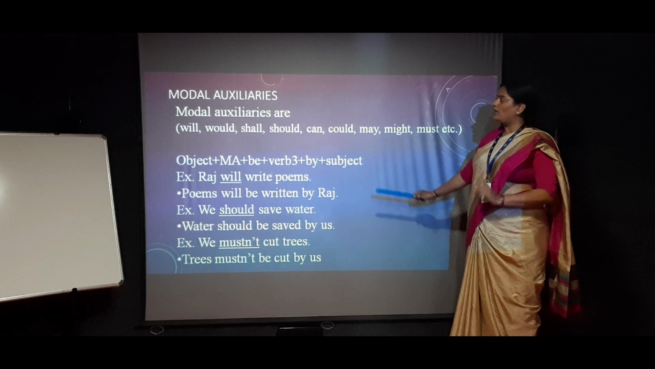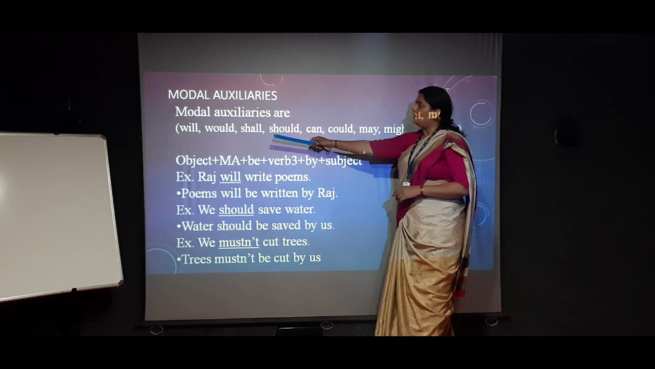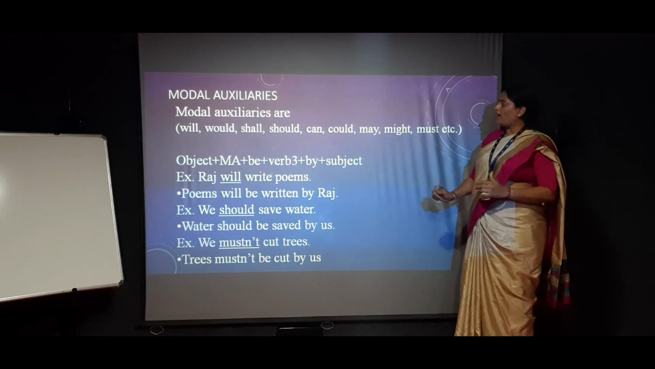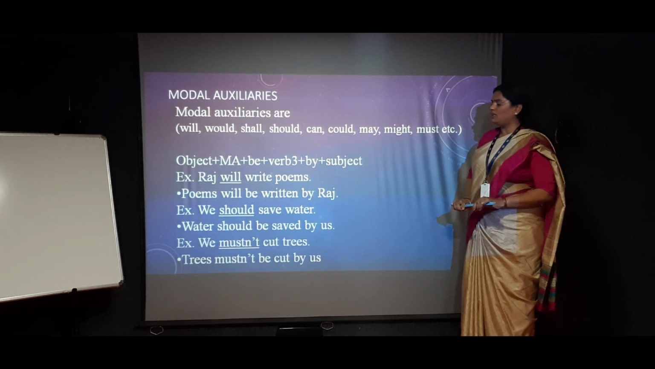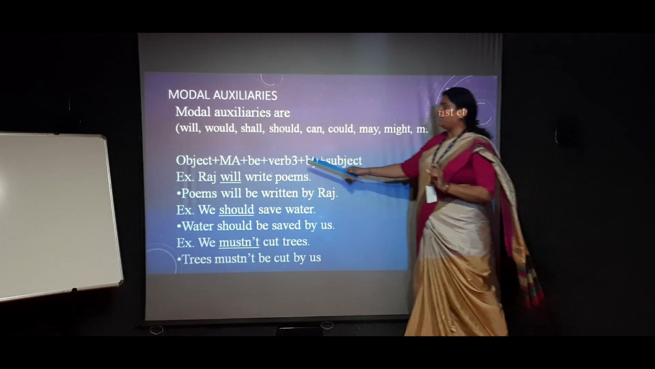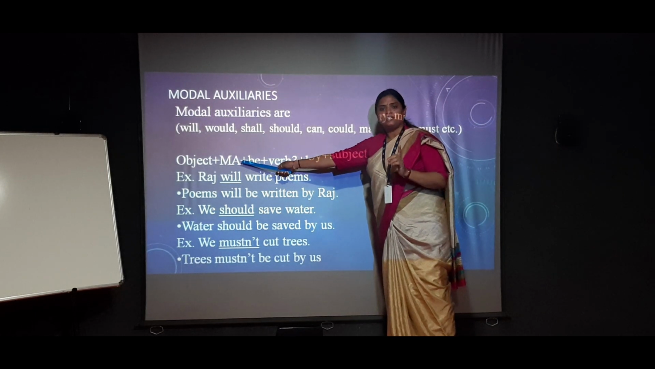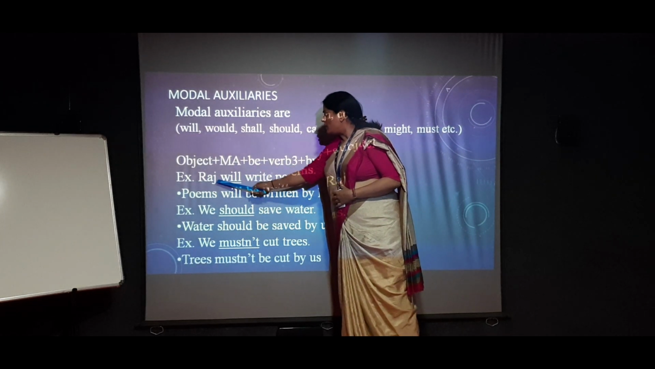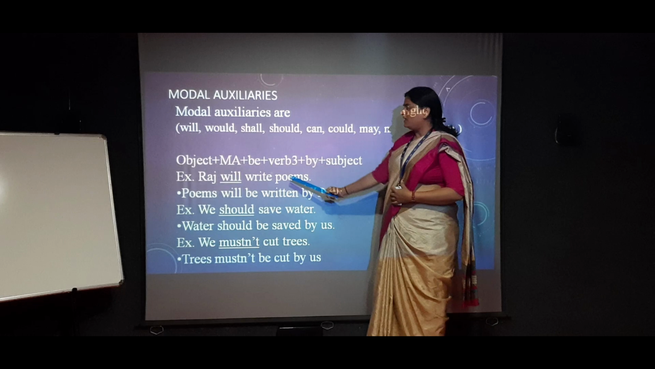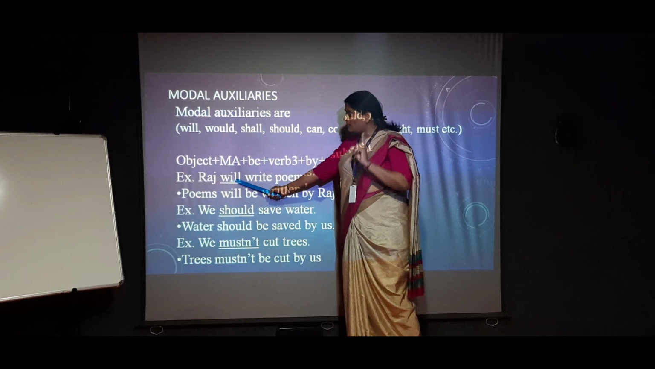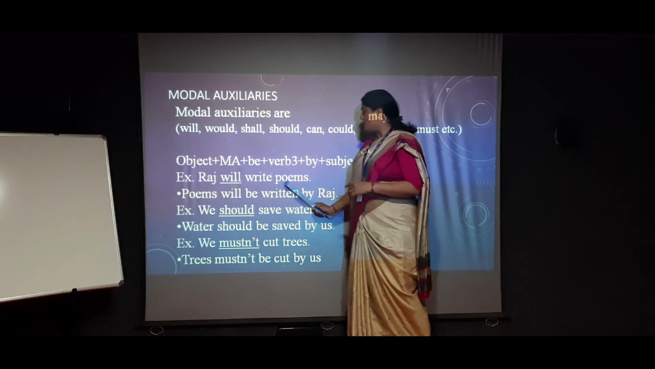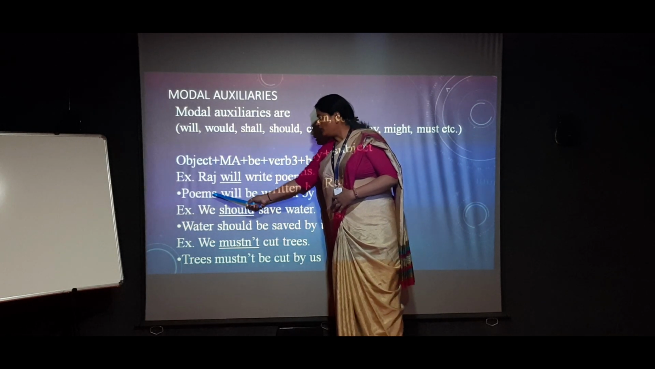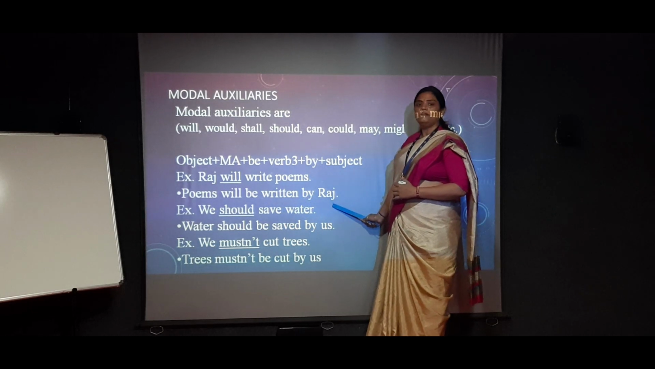If we go to the modal auxiliary, you know that modal auxiliaries are will, would, shall, should, can, could, may, might, must, ought to, have to. Whenever any modal auxiliary is coming in the sentence, simply add be with whatever modal auxiliary is there in the sentence. Let's take one example. Raj will write poems. Here my modal auxiliary is will. So in the answer also I will keep the word will. But I will change the place of object and take it to the subject. Poems will be written by Raj.